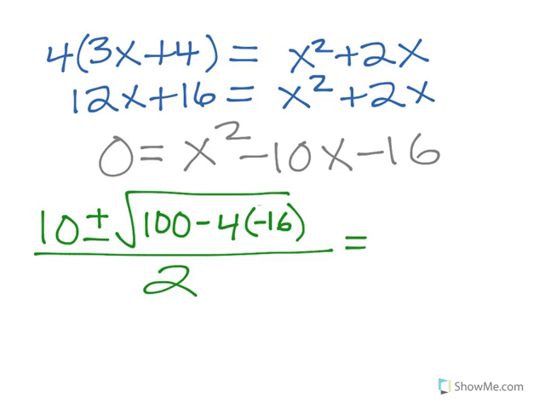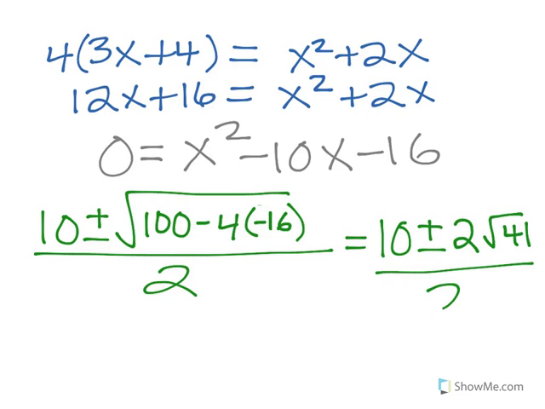So I'm going to simplify this and get 10 plus or minus the square root of 164, which can be simplified into 4 times 41. So I'm going to pull out the 4 and make it a 2. And then my final answer is going to be, in the simplified version, 5 plus or minus the square root of 41. This is acceptable, or if you would like to give me the decimal form to 2 or 3 decimal places, that's fine as well.